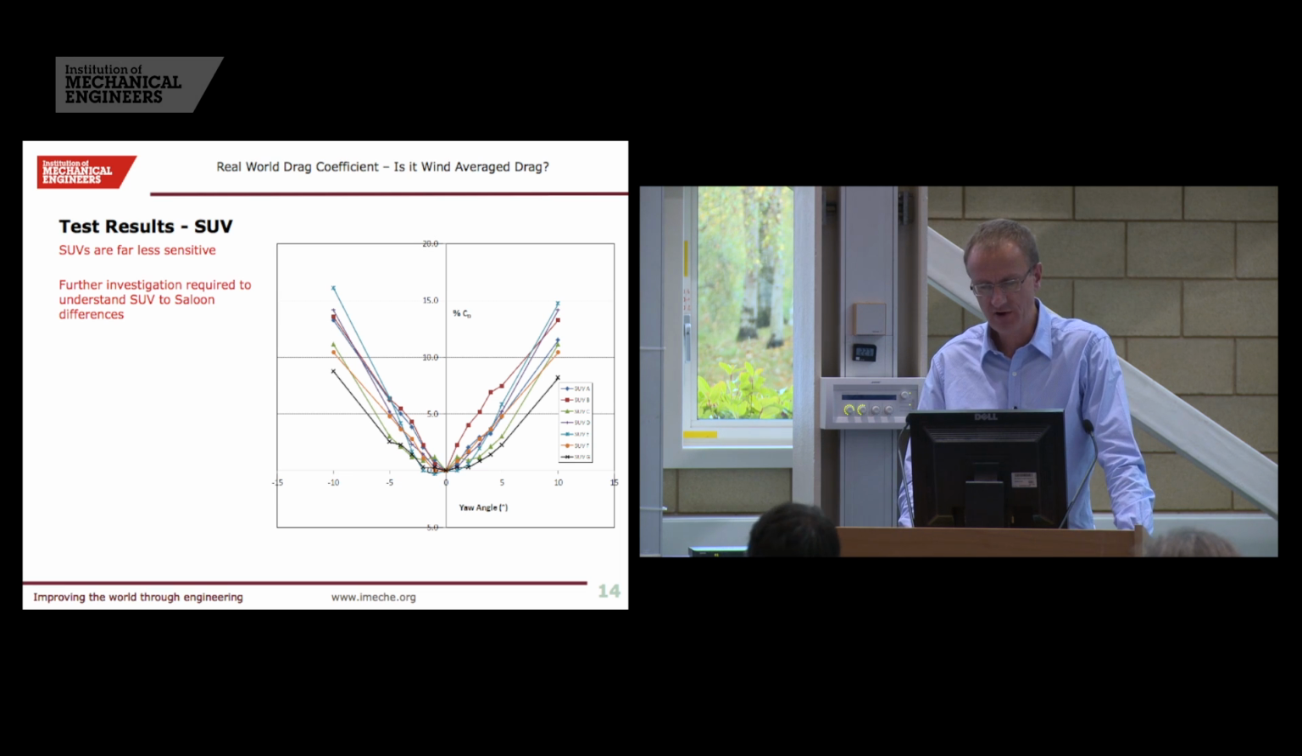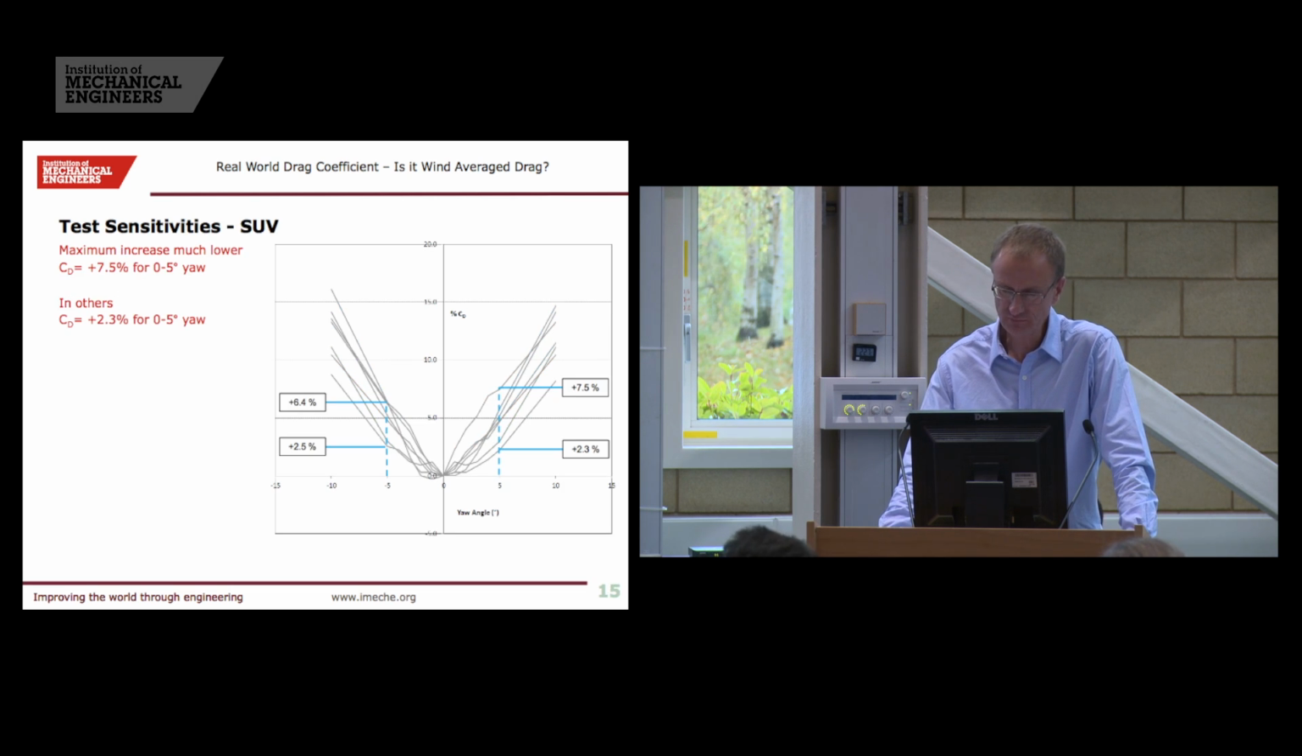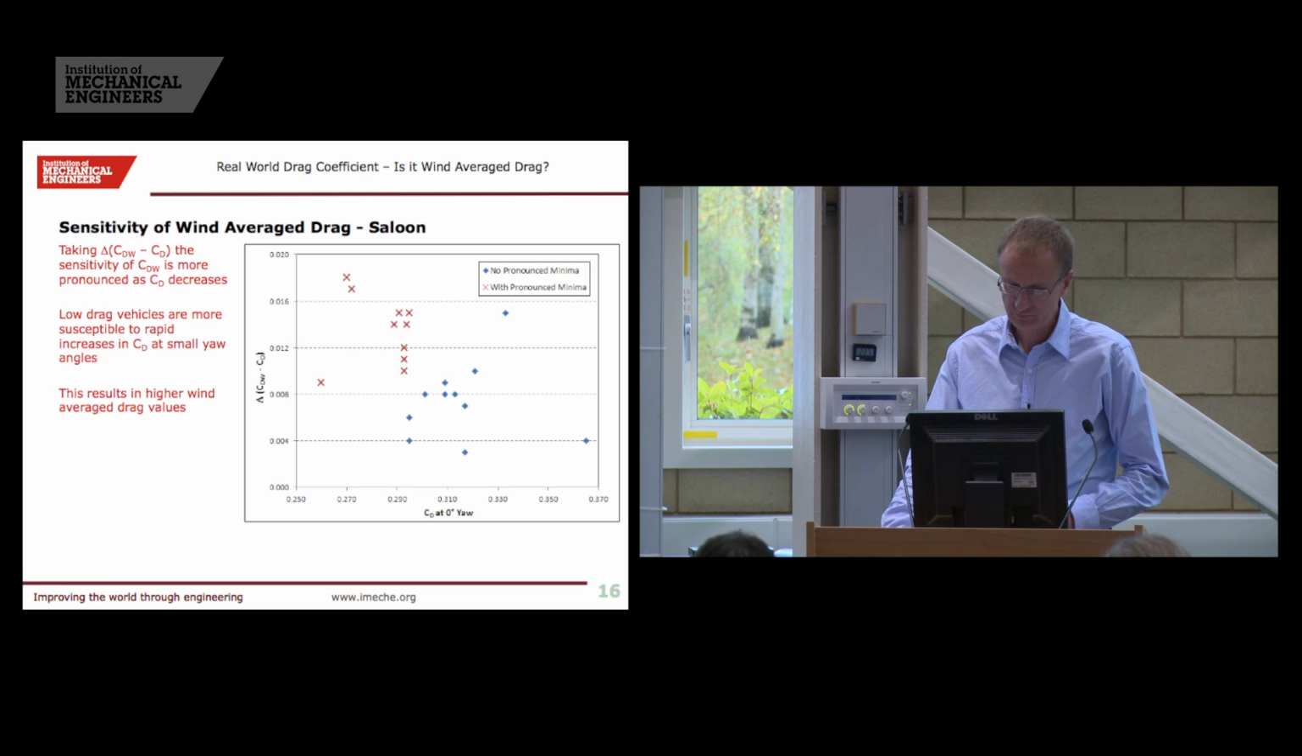Now SUVs tend to have a far less sensitive yaw response. There are a few that have drag minima, but they all tend to have what you would expect. I'm not sure if this is down to the side area being larger than on the saloon, or just that the base drag becomes the dominant part of the overall drag. So we go from a minimum of around 2.5% to a maximum increase at 5 degrees of around 6 to 7.5%. So it's a lot less spiky yaw response.